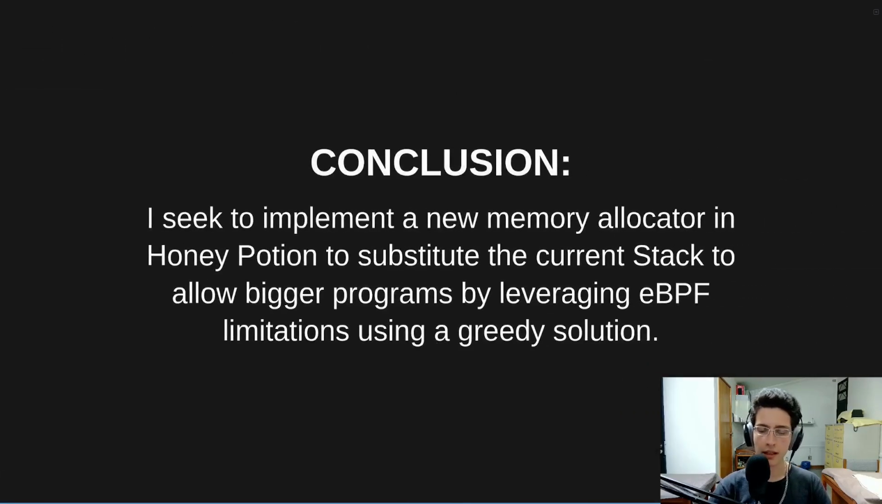So, in conclusion, I seek to implement a new memory allocator in Honey Potion to substitute the current stack to allow bigger programs by leveraging eBPF's limitations using a greedy solution. Thank you for your time.